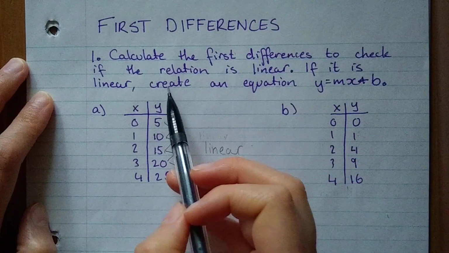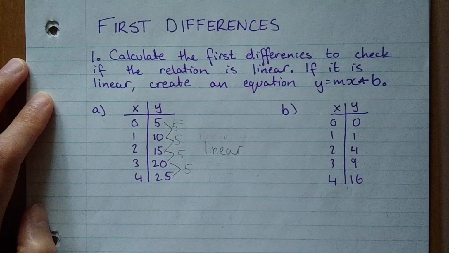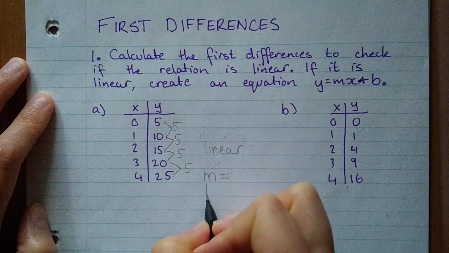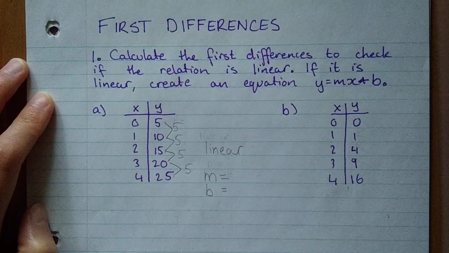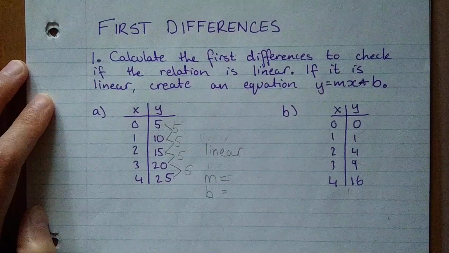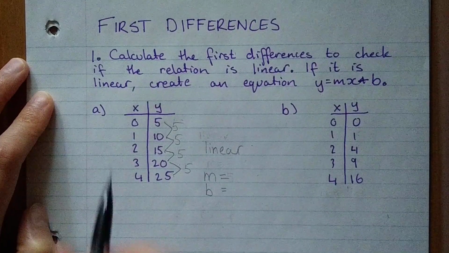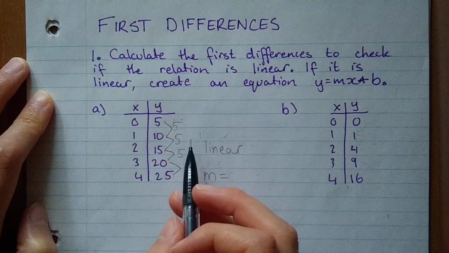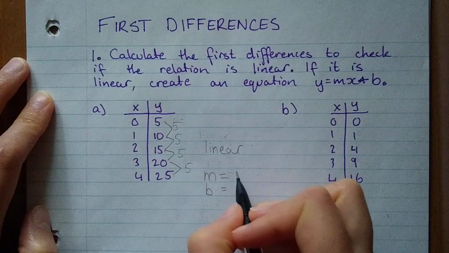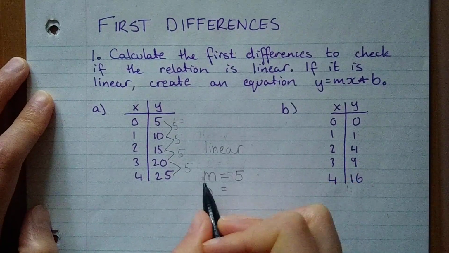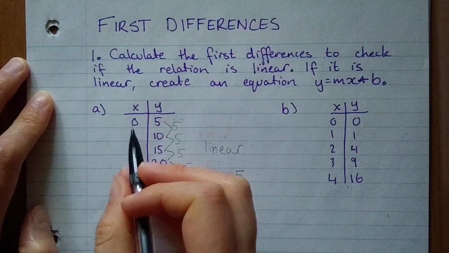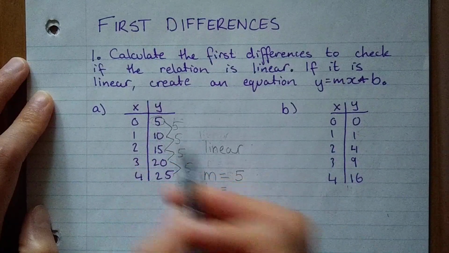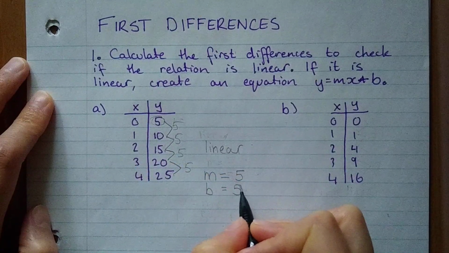And if it's linear, we can create an equation y equals mx plus b. To find your m, you could use the y2 minus y1 over x2 minus x1 formula. However, if the x numbers are going up by ones, and only if they're going up by ones, you can just use this number here. So our m is 5, and that's our slope. To find our initial value b, you go to 0 in the x column, and your b is the y next to it. In this case, b is also 5.